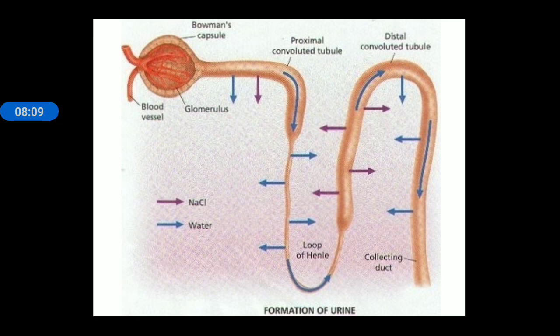In PCT, NaCl and water reabsorption takes place. When this filtrate moves towards loop of Henle, water is reabsorbed. When the filtrate reaches the ascending limb of loop of Henle, then NaCl reabsorption takes place till DCT, and further in collecting duct, remaining water is reabsorbed so that urine will be highly concentrated, or urine will be hypertonic.